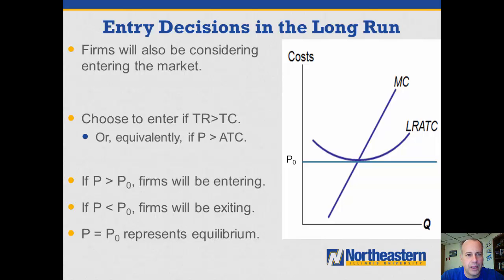Graphically, here's what we're looking at. Firms are also considering entering the market, and so when should we decide to enter or exit? If the price exceeds P0 in the picture, we can see that profits will be positive and firms will be entering. If price is less than P0, then firms will be exiting. And in equilibrium, where there's no pressure for new firms to enter or existing firms to exit, where price equals P0, this is going to represent long-run equilibrium.